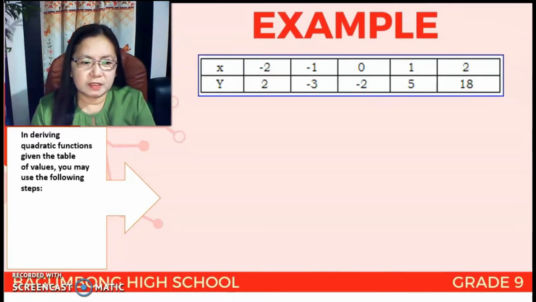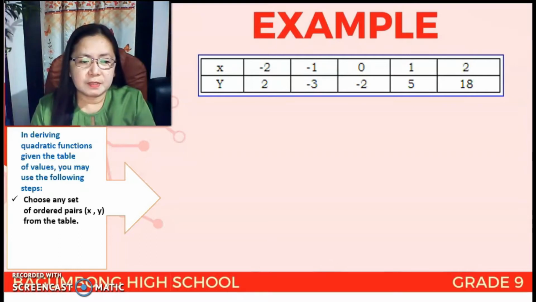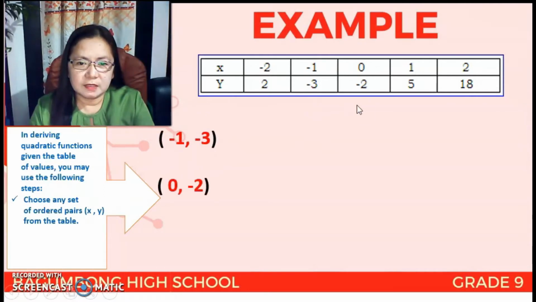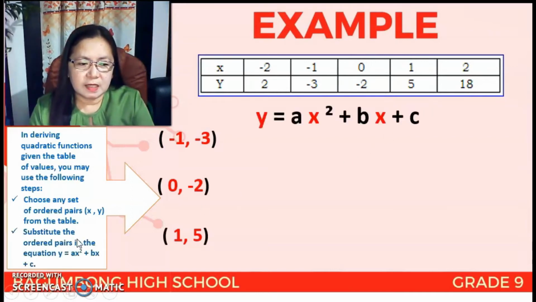In deriving the quadratic functions, given the table of values, you may use the following steps. Number 1, choose any set of ordered pairs x, y from the table. I will consider negative 1, negative 3, 0, negative 2, and 1, 5. Second step, substitute the ordered pairs in the equation y is equal to ax squared plus bx plus c.